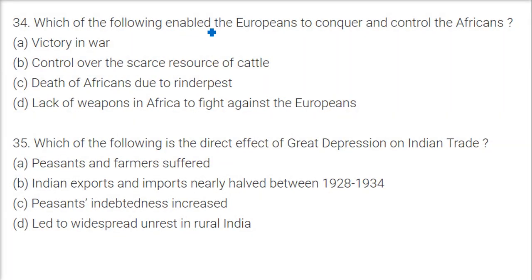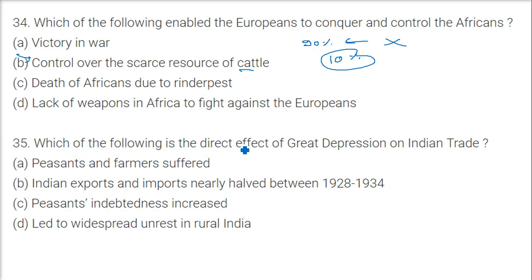Which of the following enabled the Europeans to conquer and control the Africans? The answer is control over the scarce resource of cattle. That is, because of the rinderpest, around 90% of the cattle or livestock already died. 10% were remaining, so they just got control over this 10%. That is how they conquered.